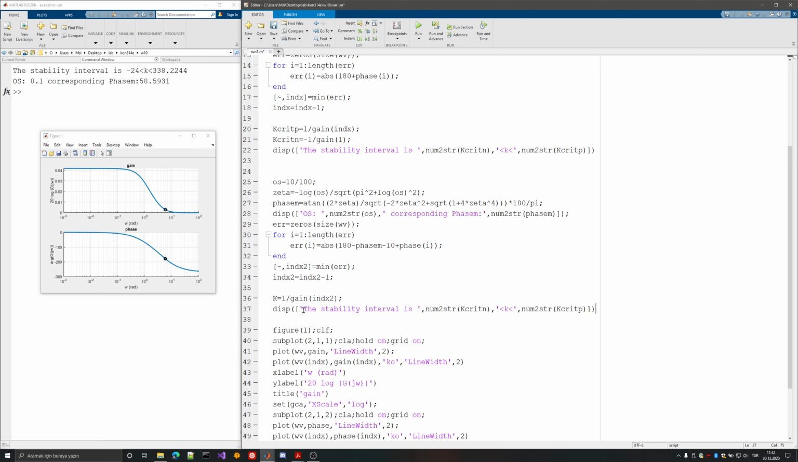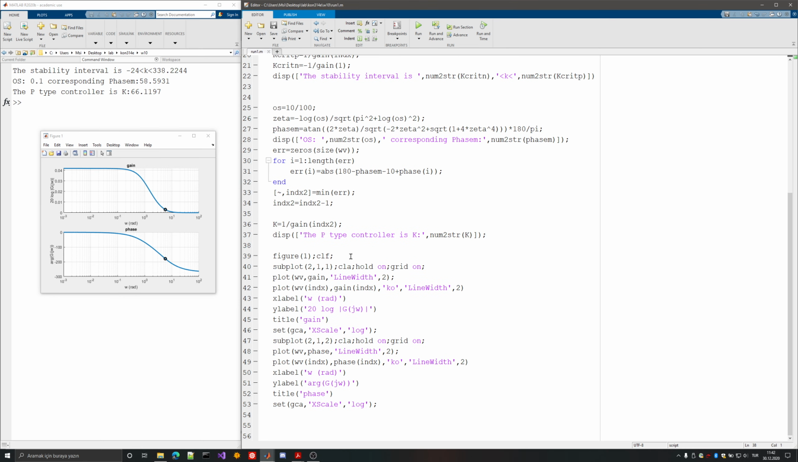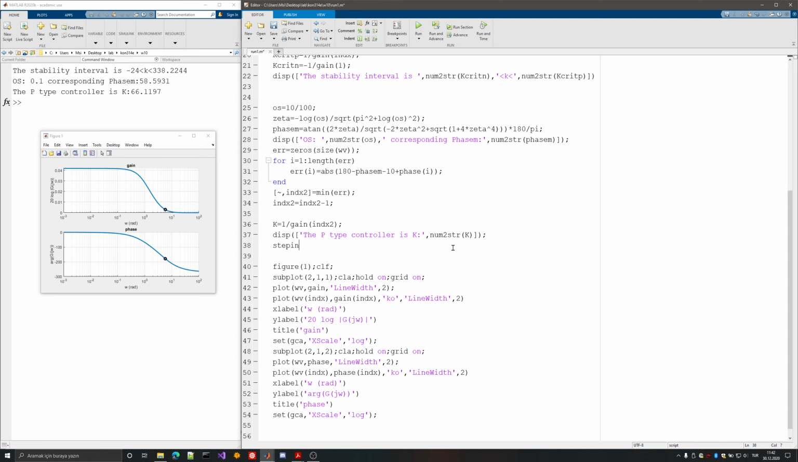So maybe the P-type controller is K, and that's basically it. Now I can see that it is 66. It's far away from the instability point here, and I can see that. Now I might go ahead and look for the step info of feedback of this k times gs comma 1.